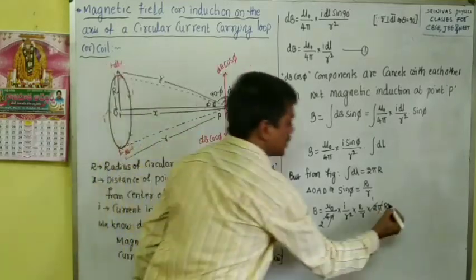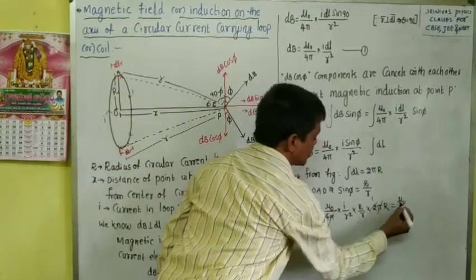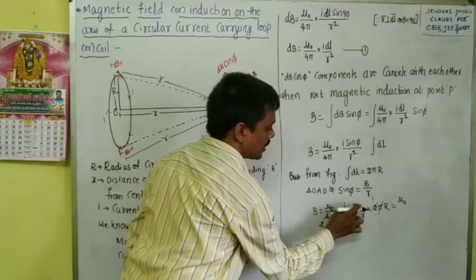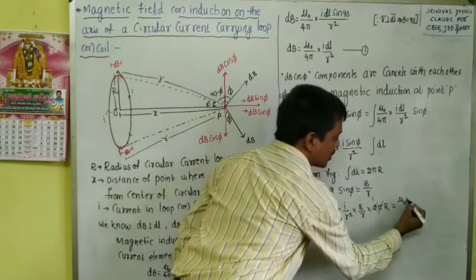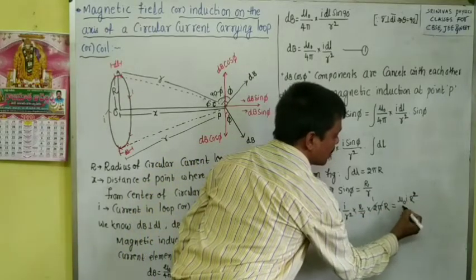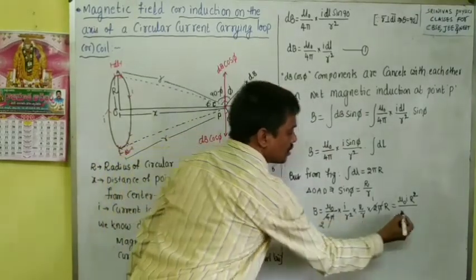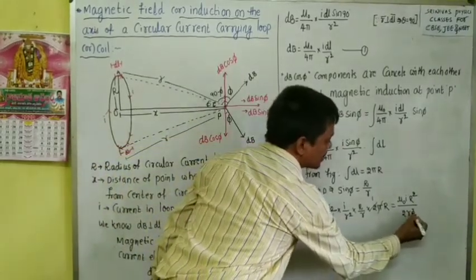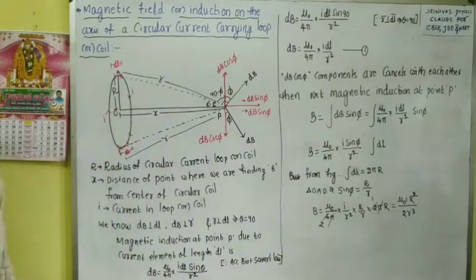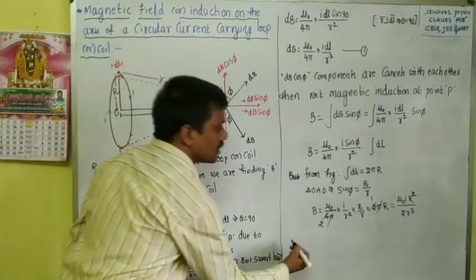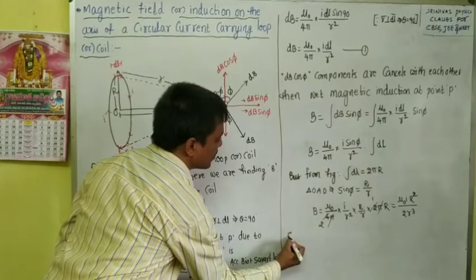Then we will get one thing, that μ0 I capital R into capital R square, μ0 I R square by 2 into, this is 2 R square R, 2 R cube we will get, 2 R cube. Okay, right. Next we have to simplify from figure.